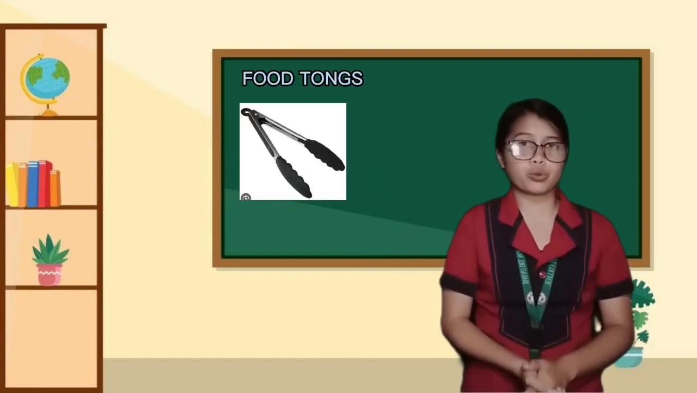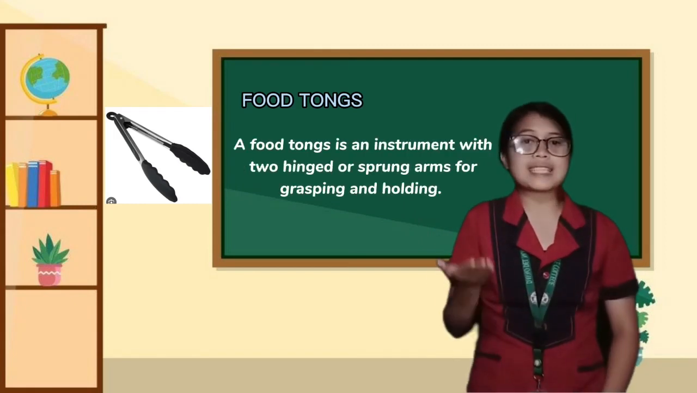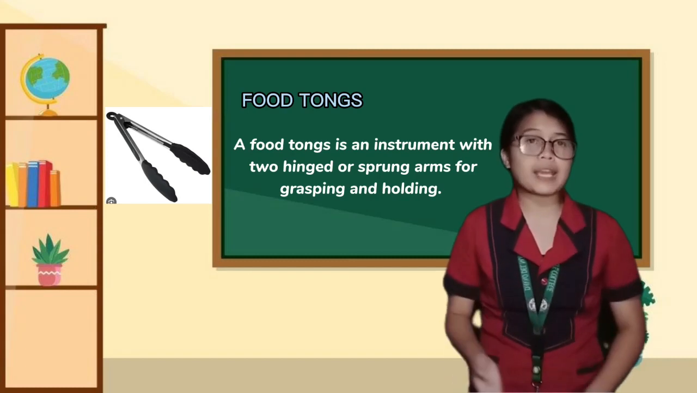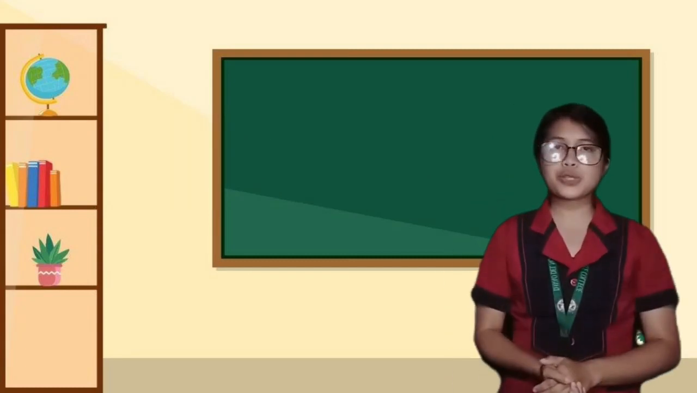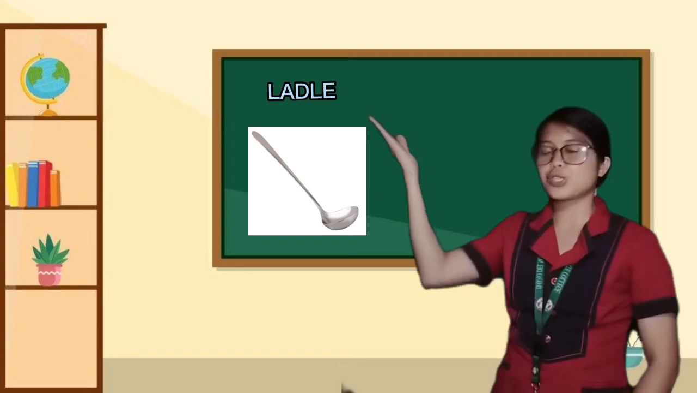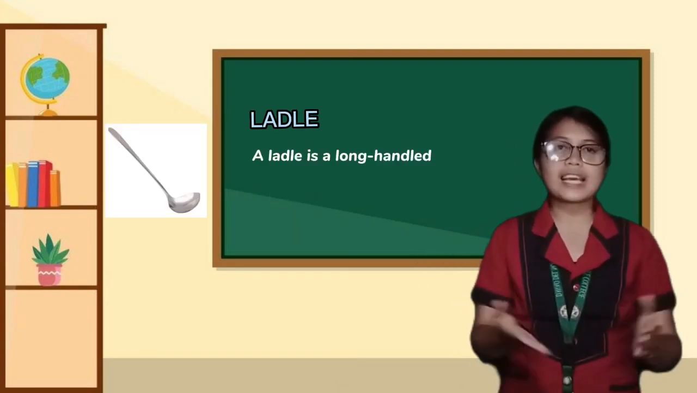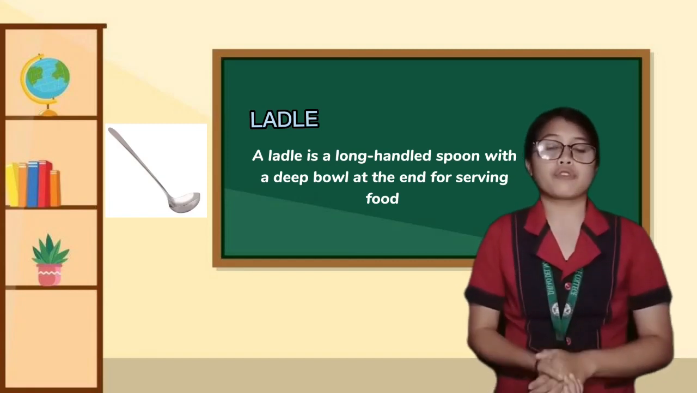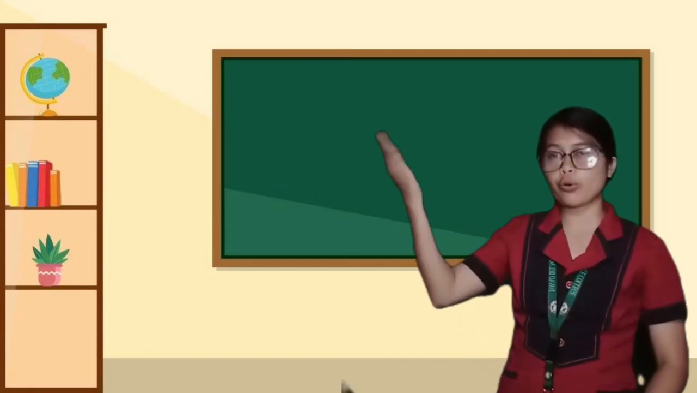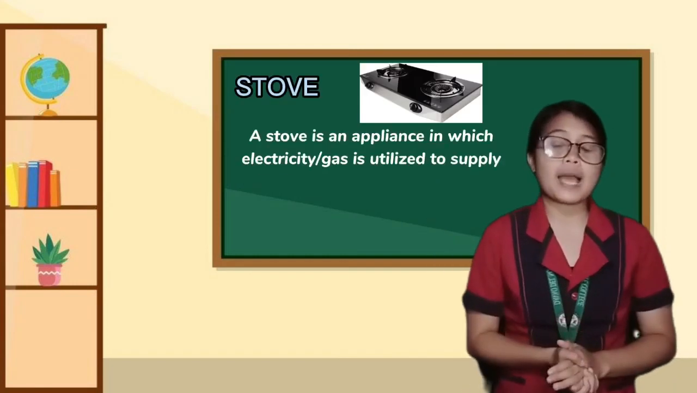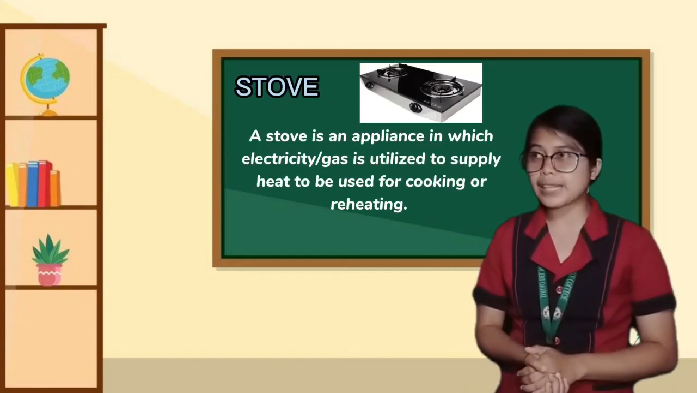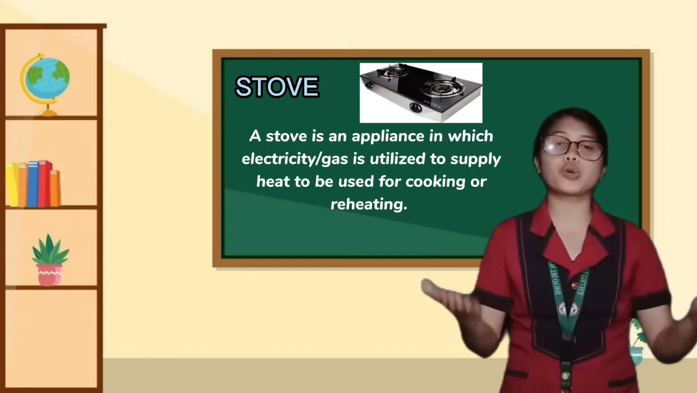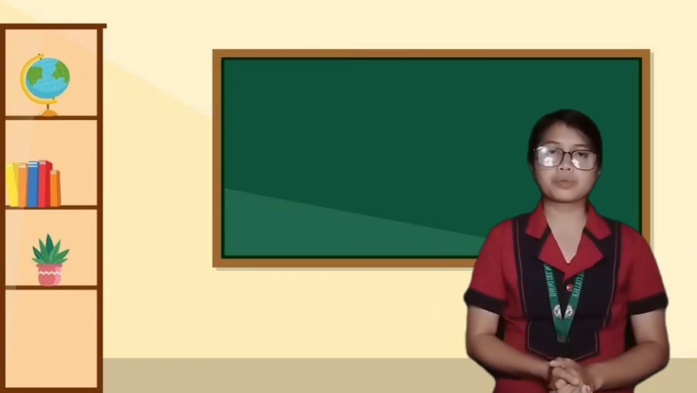Another one we have the food tongs. So what is a food tongs? So a food tongs is an instrument with two hinged or sprung arms for grasping and holding. Next we have a ladle. So what is a ladle? So a ladle is a long handled spoon with deep bowl at the end for serving food. Next we have stove. So a stove is an appliance in which electricity or gas is utilized to supply heat to be used for cooking or preheating.